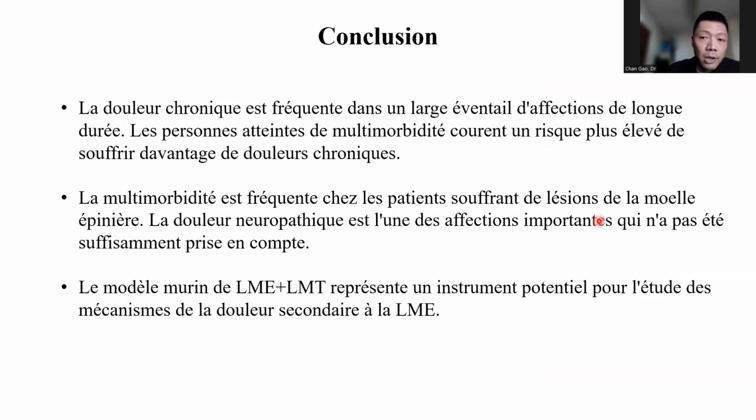In conclusion, chronic pain is extremely common across a wide range of long-term conditions. People with multimorbidity are at a higher risk of having chronic pain. Multimorbidity is common in patients with spinal cord injury. Neuropathic pain is one of the most significant conditions that has not been sufficiently addressed. The mouse model of combined spinal cord and muscle tendon injuries represents a potential instrument for the mechanism study of chronic pain secondary to spinal cord injury.